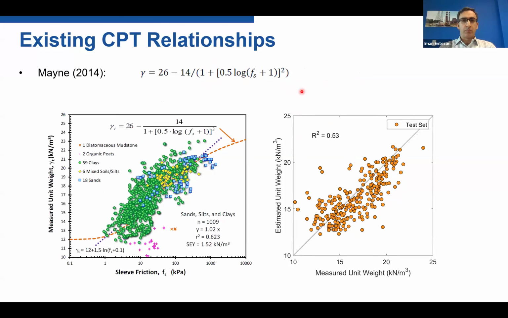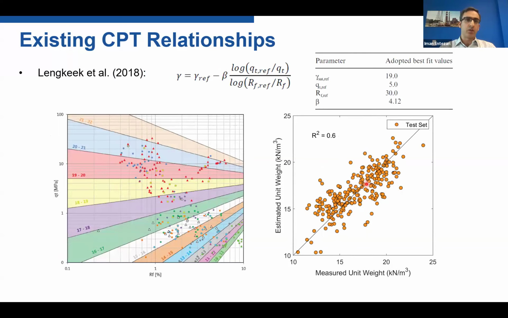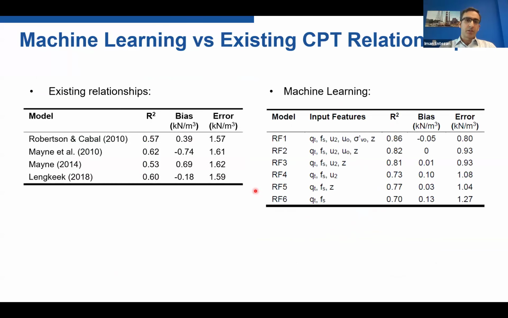Main 2014. The same data set that we used in this machine learning development work. So here's the performance of that model on our test set. And this is another one by LinGeek et al. in 2018, and that's the performance of that model. And then here's a comparison between some of those widely used relationships and machine learning ones.